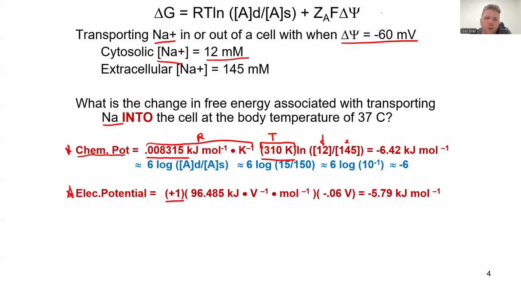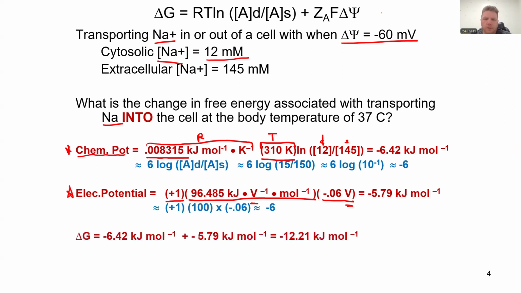With our electrical potential, we have plus one, we have Faraday's constant, and then we have our voltage or our delta psi. This is going to be millivolts converted to volts to reconcile with our units. And that's going to give us an electrical potential of negative 5.79. So these are both going to be negative values, so they're both going to be favorable. So this is favorable from a chemical perspective as well as a charge perspective. Now, that's going to give us overall negative 12.21.